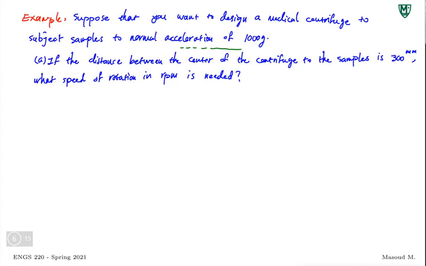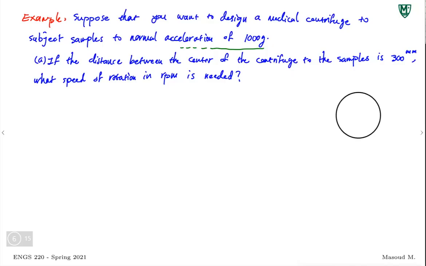1000 G, that doesn't really change. But then in part A, in order to get that acceleration, we are given another piece of information: we know the distance between the center of the centrifuge to the samples, which is basically the radius. From there, we want to find out the rotational speed in RPM. So let's go over part A.